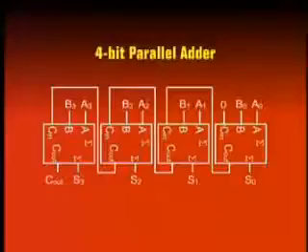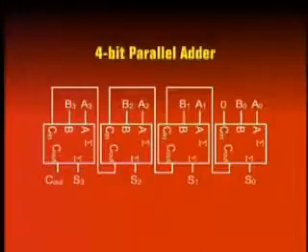The carry out from this full adder is connected to the carry in of the next full adder, which adds bits A1 and B1. The sum output is S1. The carry out, which is C2, is connected to the third full adder. So the third full adder basically adds bits A2, B2, C2. The output is S2 and it generates a carry out C3.